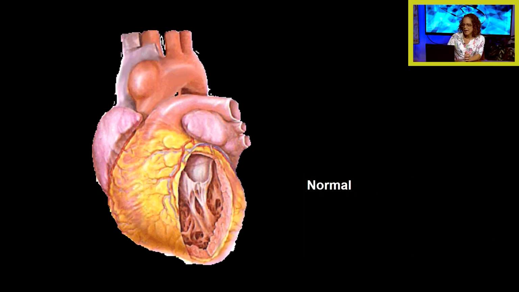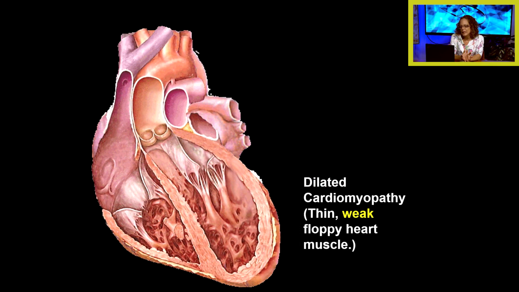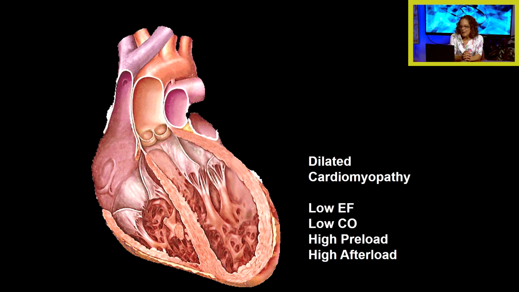So let's take a look at that animation again. Here's the normal heart, and we can see there's a little slice of it removed, and we're looking in on the ventricle. We see that in dilated cardiomyopathy the ventricle gets much bigger, and we have a weakened heart. So we have a low ejection fraction, a low cardiac output, and a high preload and afterload because we have a really stretched out ventricle.